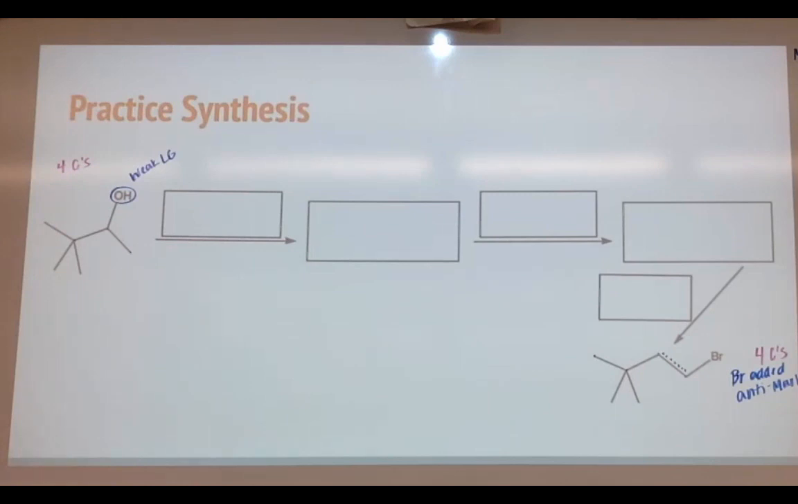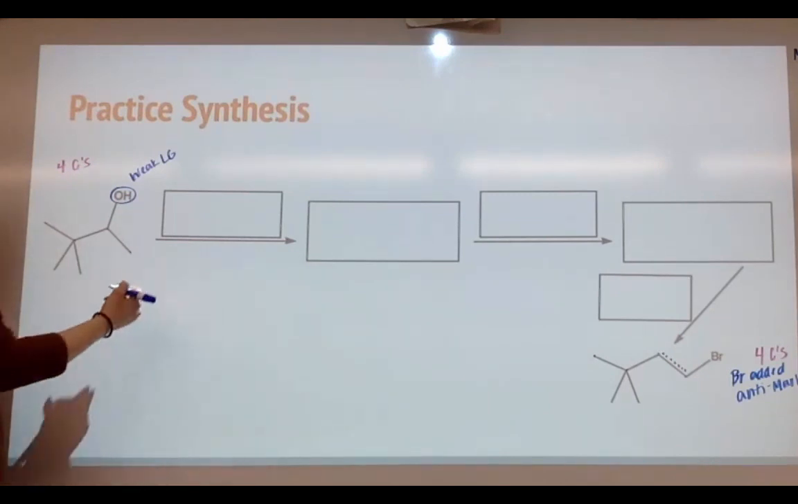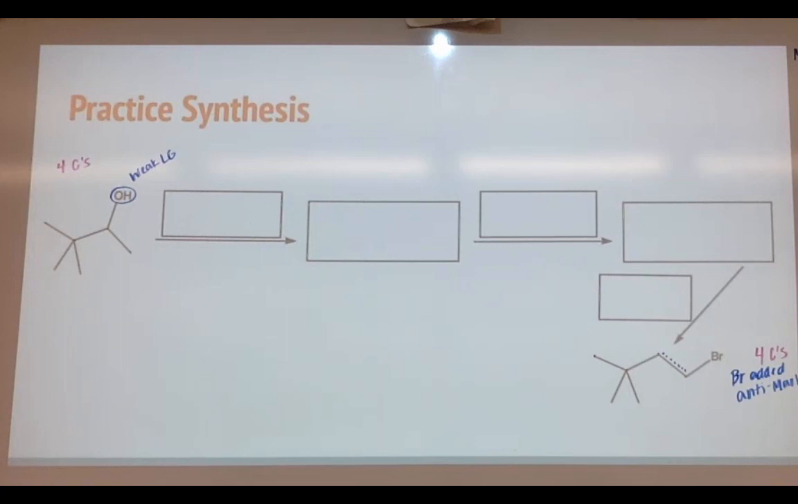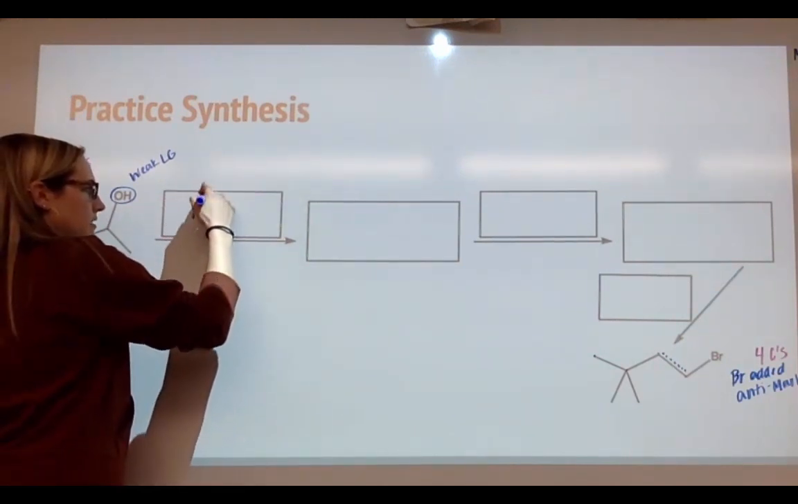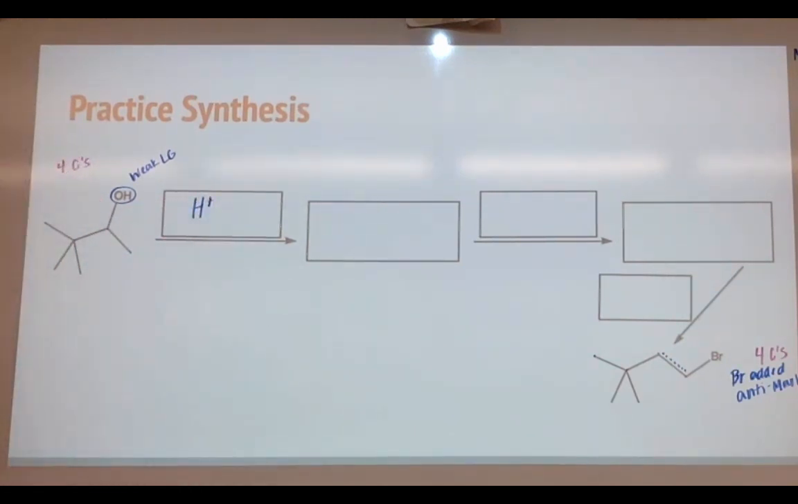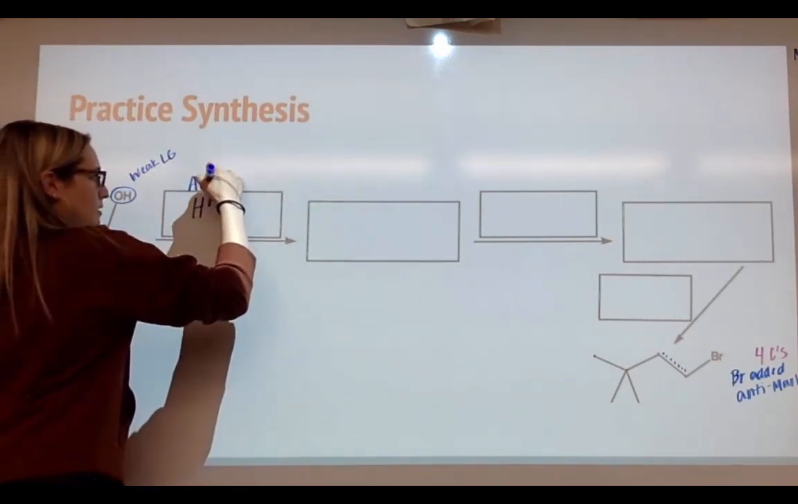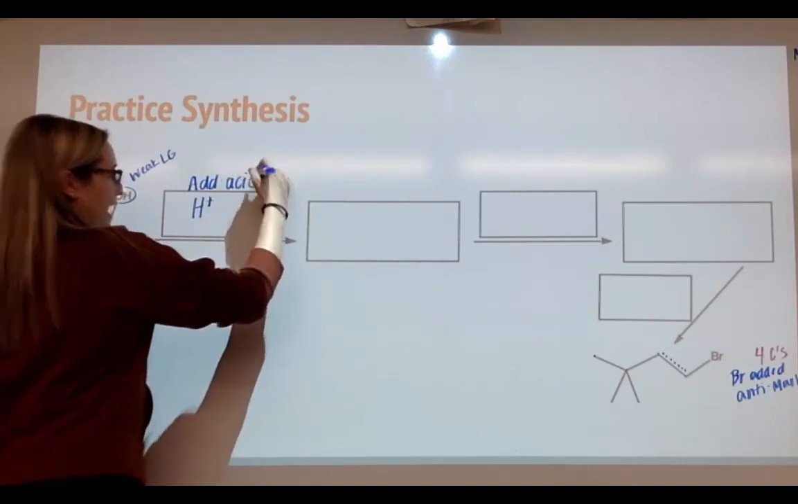So if it's a weak leaving group, we can protonate it. You add an H plus to it, which makes it a better leaving group. I'll show you why as we look at the mechanism. If you have a weak leaving group, but you know that it needs to leave, you know we need to get rid of that OH, we're just going to add acid. So we just see it as H plus. Up here, we're going to add an acid.